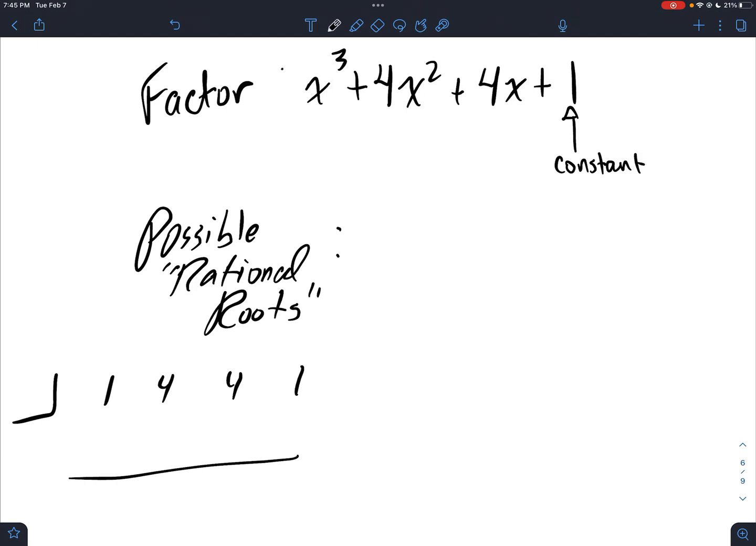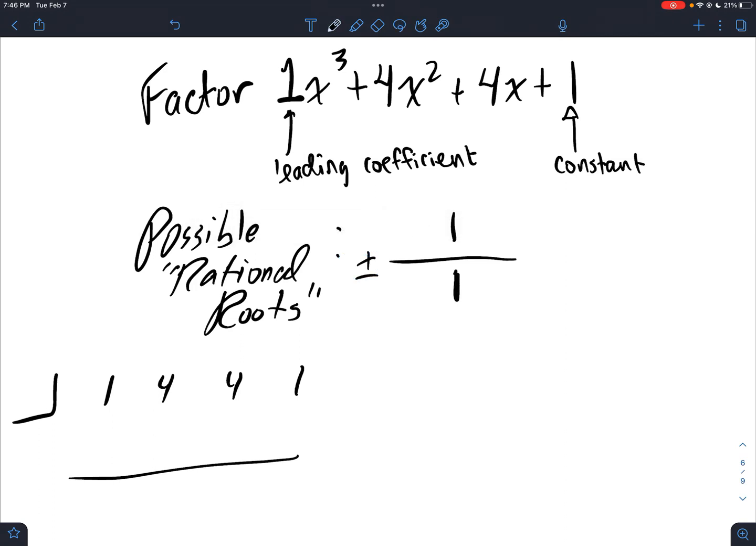So this is the constant, and this 1 right here is the leading coefficient. Coefficient is a fancy word. It just means the number in front of the variable term. So the possible roots for this, you just do all of the roots of the constant, which in this case is just 1, over all of the roots of the leading coefficient, which is also just 1. So the possible roots are either +1 or -1.